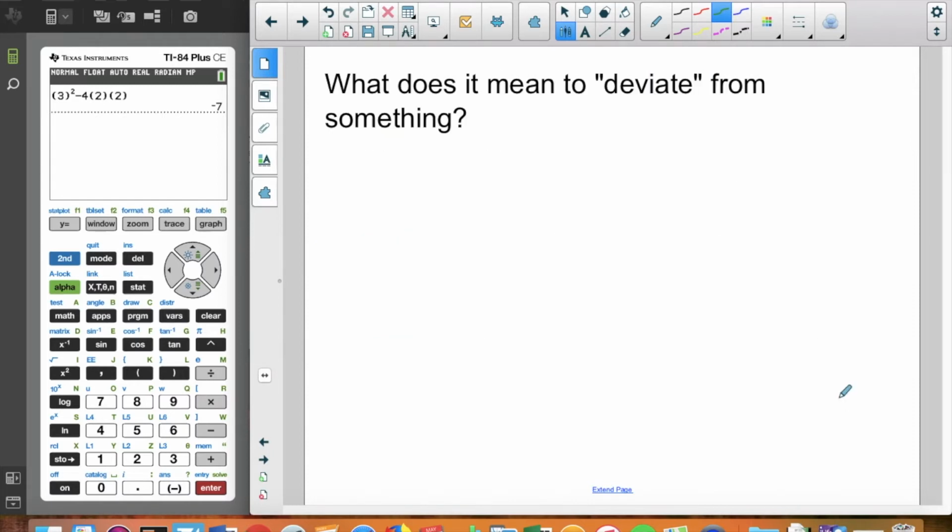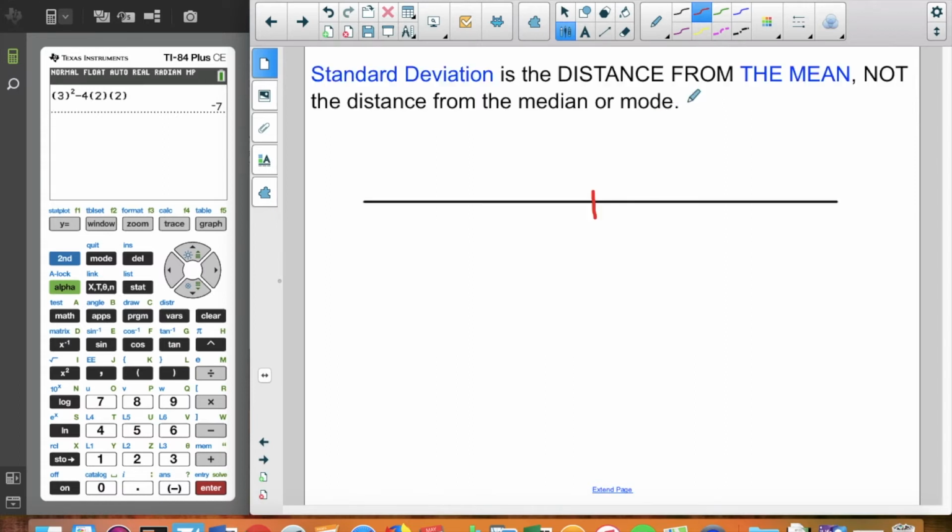Now let's get into some standard deviation. So what does it mean to actually deviate from something? Now the word deviate means to go away from in simplest terms. That's exactly what the standard deviation is. It's the distance from the mean, okay? Not the median, not the mode, the mean. So the standard deviation is deviating from the mean.